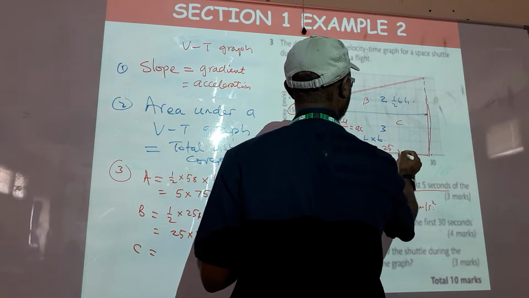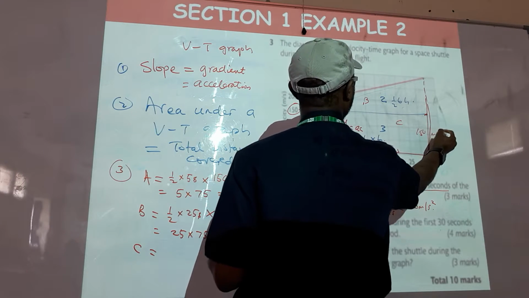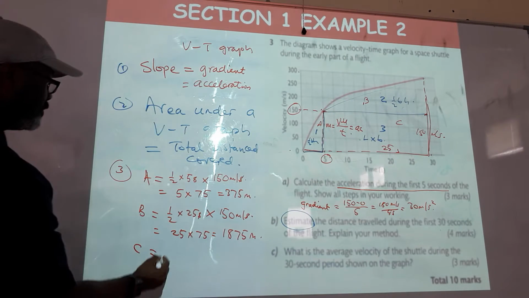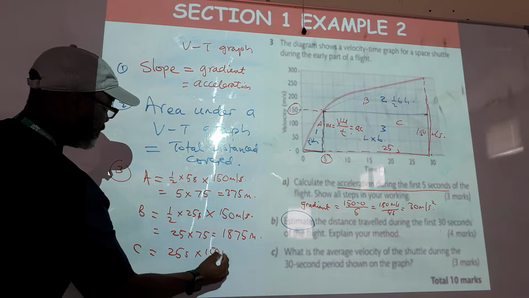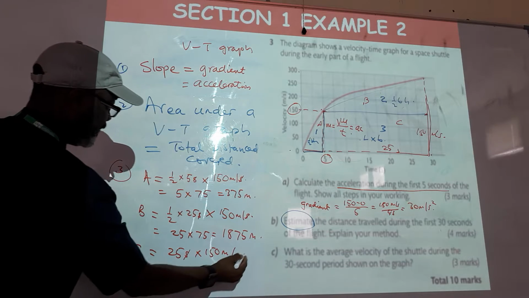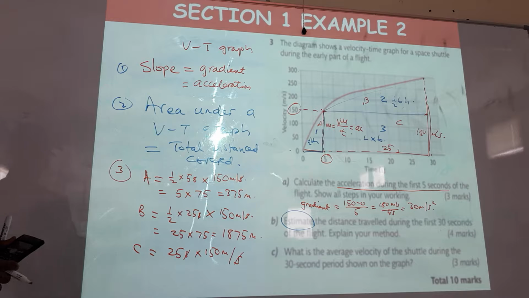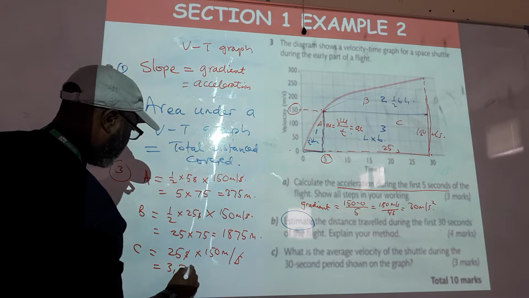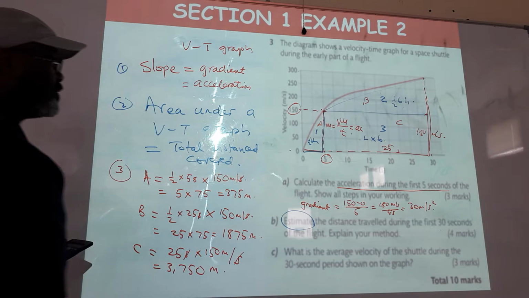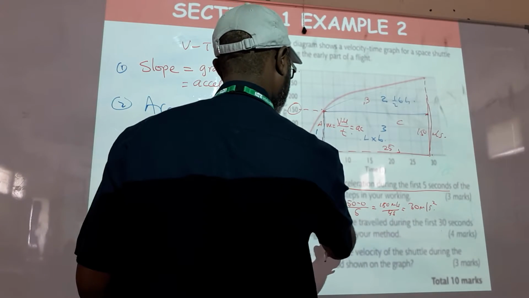And the C part, which is length times breadth: my length here is from 5 to 30, that is 25 seconds, and from 0 to 150, that is 150 meters per second. So I'm left with 25 seconds times 150 meters per second. Second cancels second, so you are left with 25 times 150, which equals 3,750 meters.